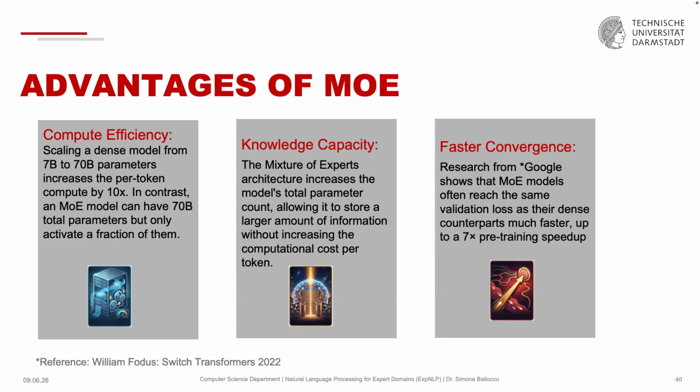And lastly, it helps with faster convergence. Research from Google has shown that models that utilize mixture of experts reach the same level of validation loss compared to their dense counterparts in a much smaller time. And sometimes the speedup is up to 7 times in pre-training epochs or steps.